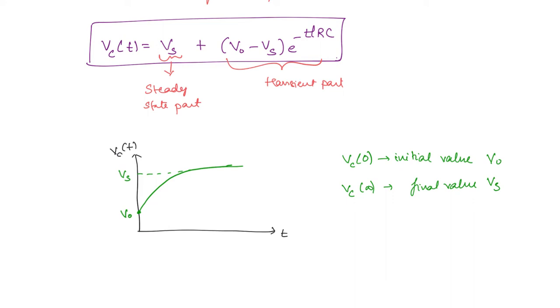You can find the current through the circuit as well. How will you find the current? I of t is equal to C dV by dt. So you just have to differentiate the voltage. So C dVc by dt.